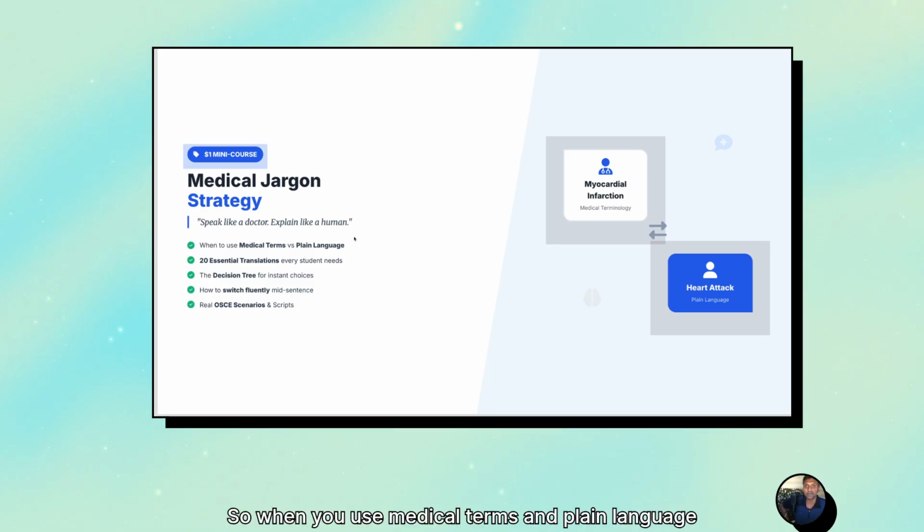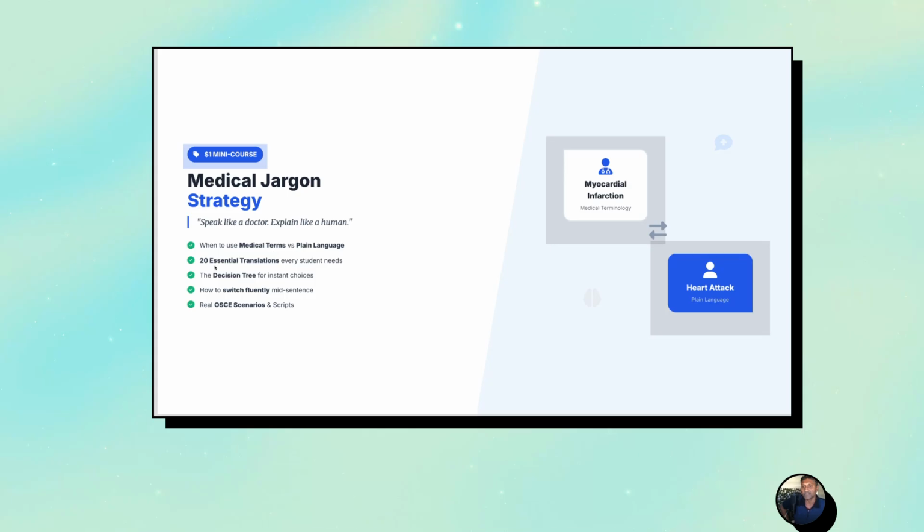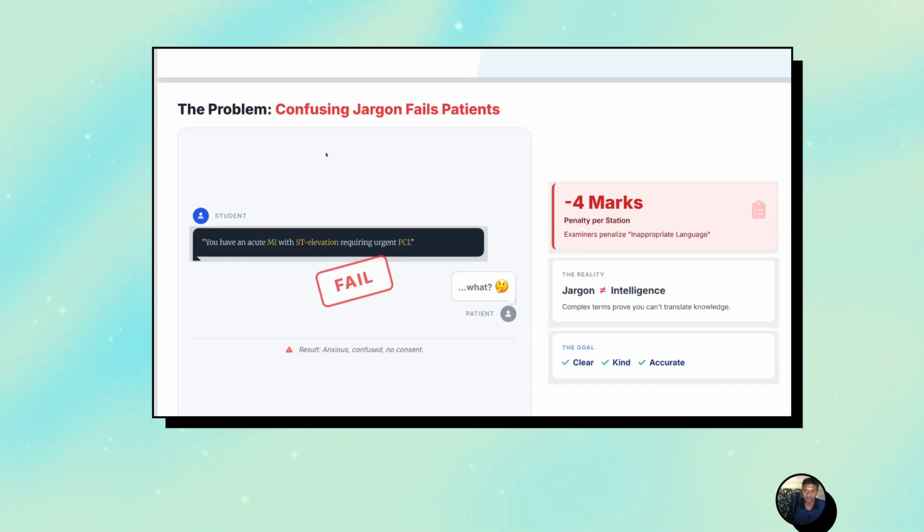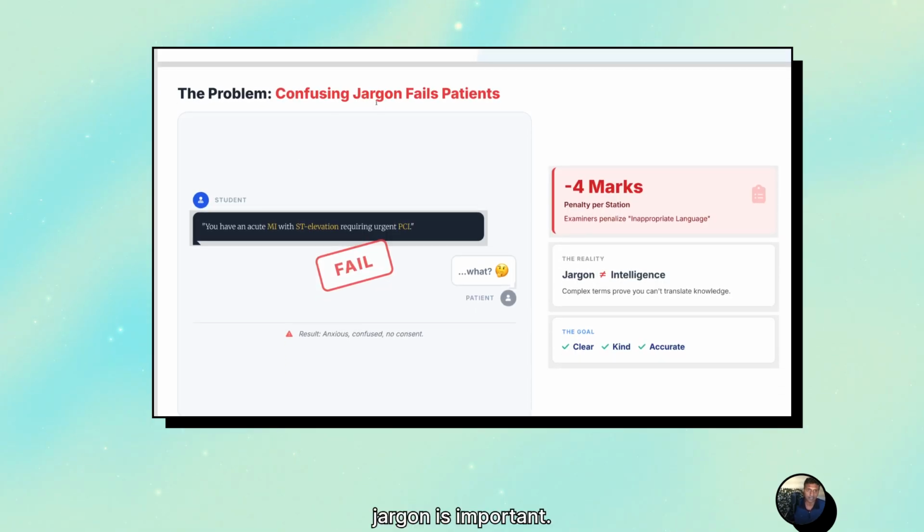When you use medical terms and plain language is the most important thing. There are 20 essential transitions which every student or doctor needs to know. Then you start with the decision tree. Whenever you're using some terminology, always think, who is the target audience? I'm going to explain it, and how to switch fluently in the middle of the sentence, and some real OSCE scripts and scenarios.